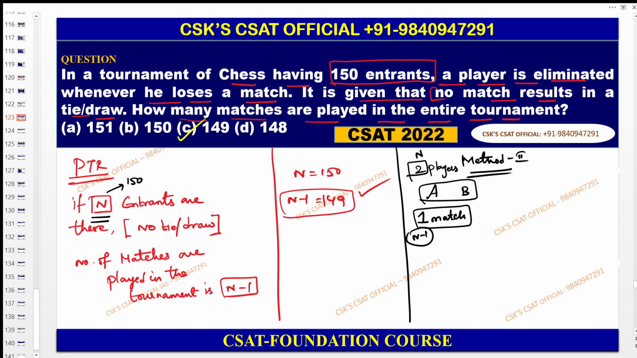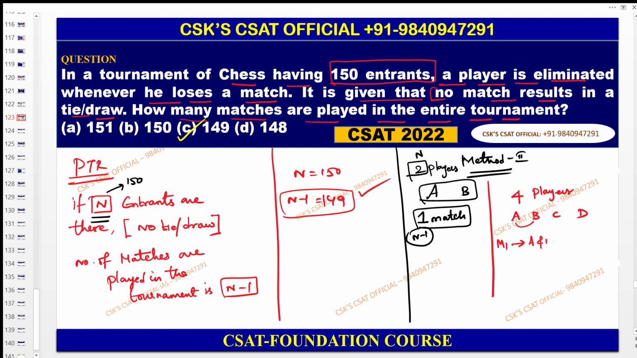And further, listen carefully. The statement provided is that no match results in a tie or draw. That is a very important statement. Now you can check here. Let us check 4 players: A, B, C, D. Now, how many matches? Match 1. Let us take A and B playing. You can decide anything.